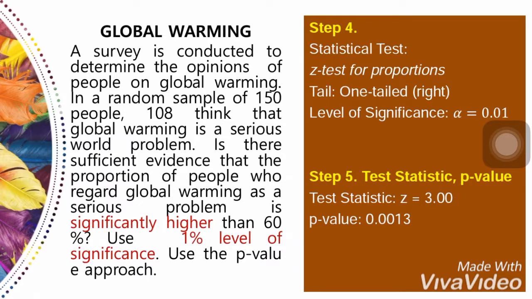Now in step 5, we need to compute our test statistic and p-value. I'll show you the procedure on how we got the test statistic of z equals 3 and a p-value of 0.0013.